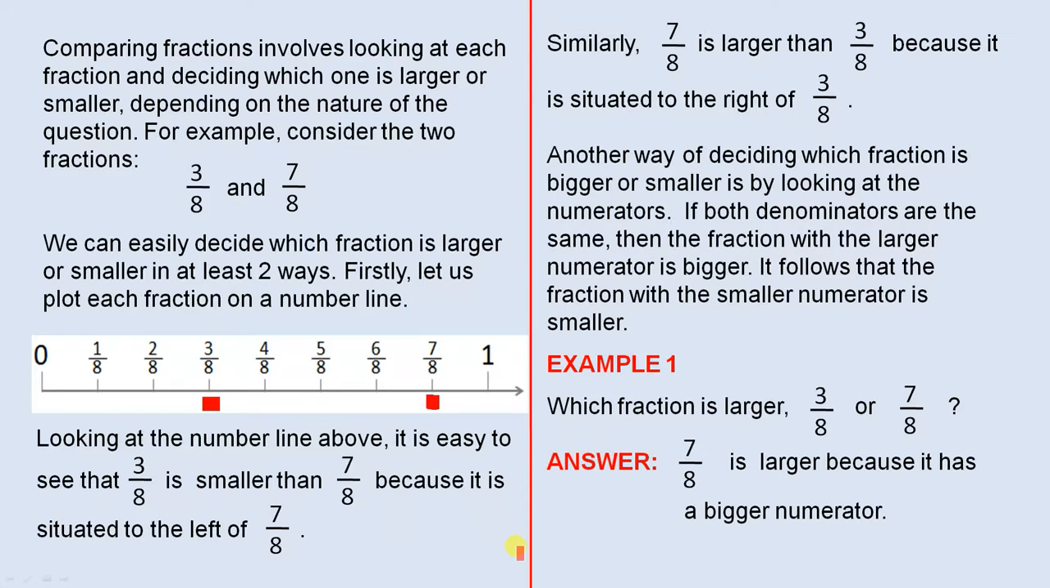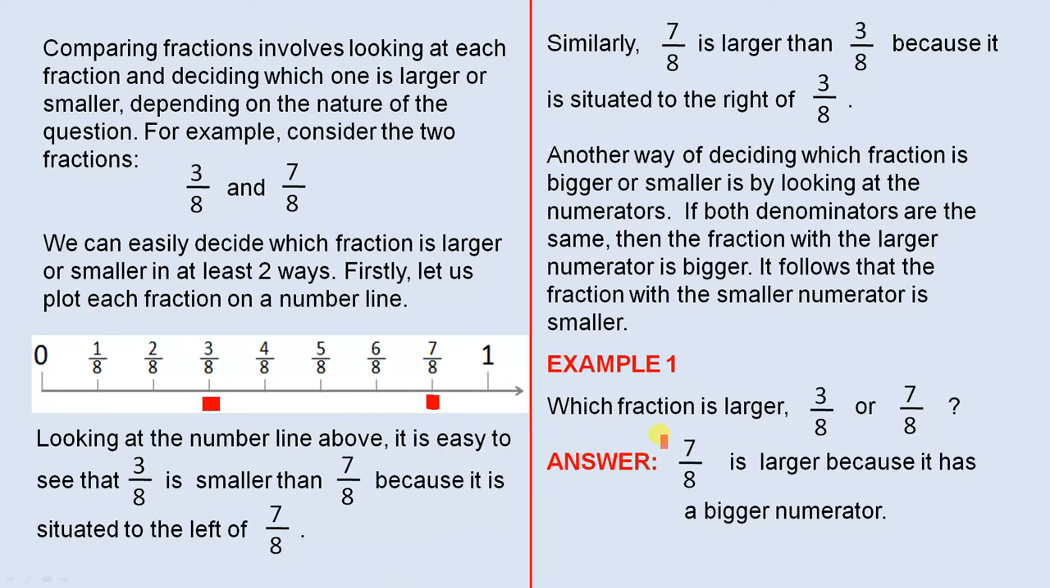Another way of deciding which fraction is bigger or smaller is by looking at the numerators. If both denominators are the same, then the fraction with the larger numerator is bigger. It follows that the fraction with the smaller numerator is smaller.